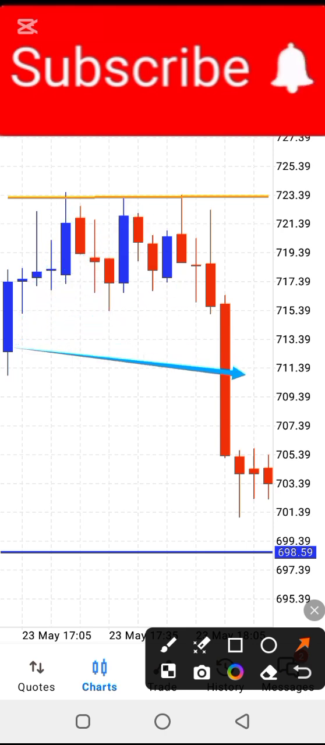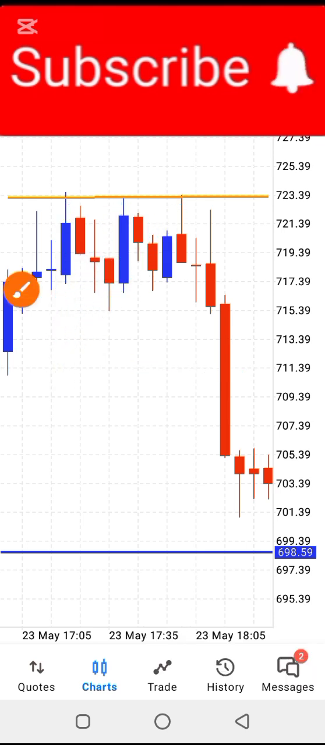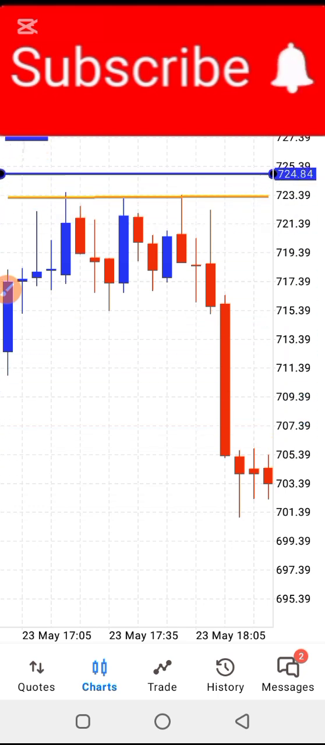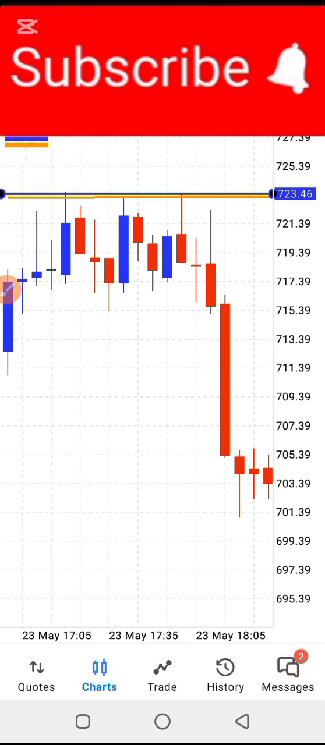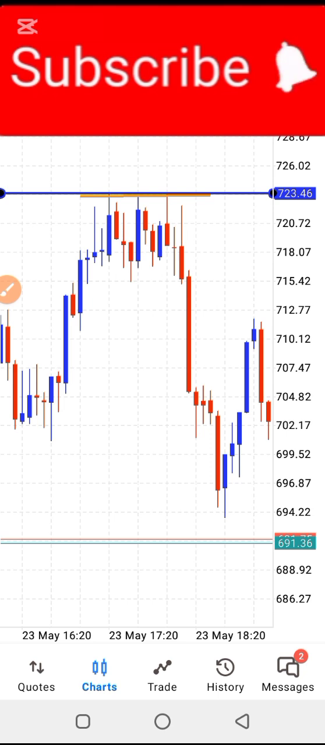Okay, so you can see that the high is relatively equal. Relatively in the sense that it's not exactly equal, but it is almost equal. So what you do for me is you get a horizontal line and place it at the highest points of the relative equal high, which is what I have just done with that blue line.